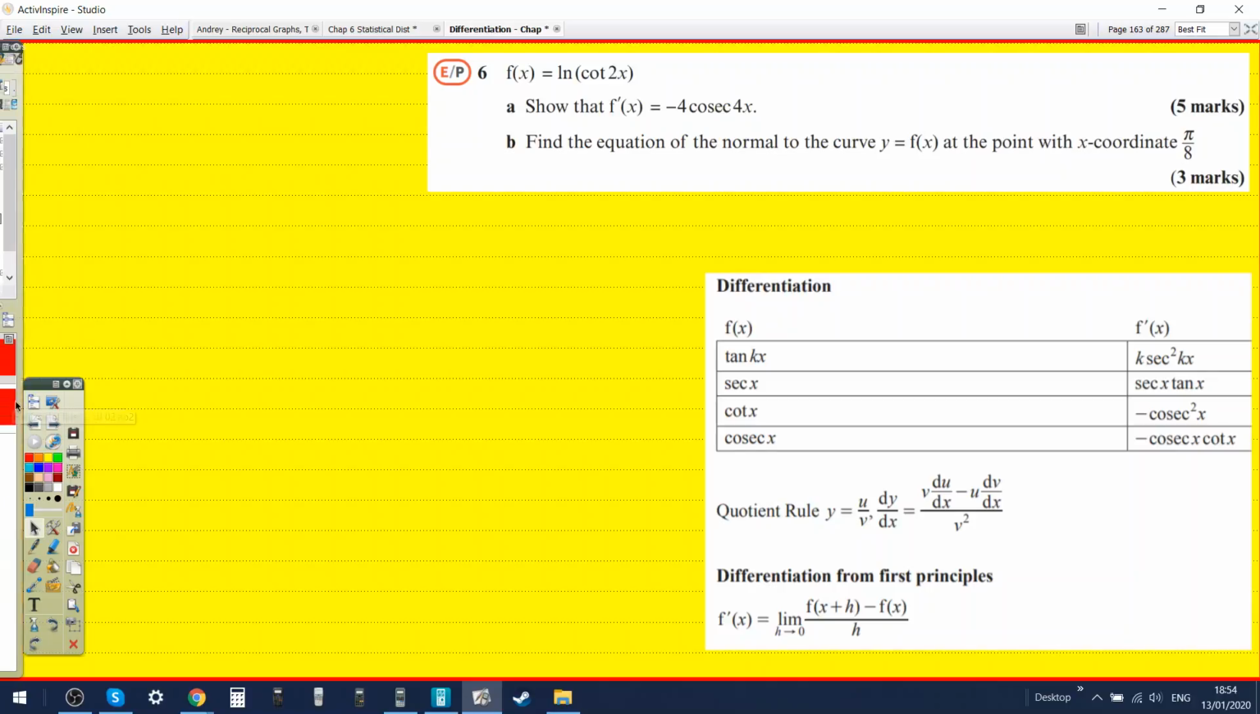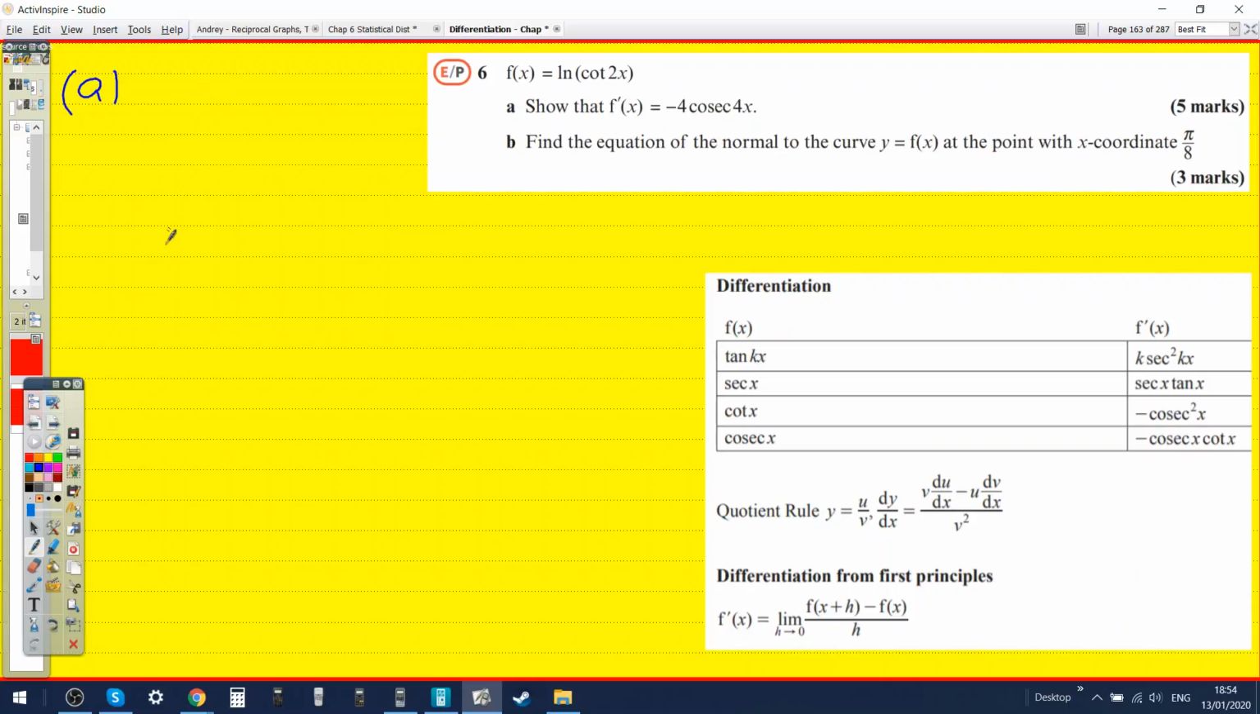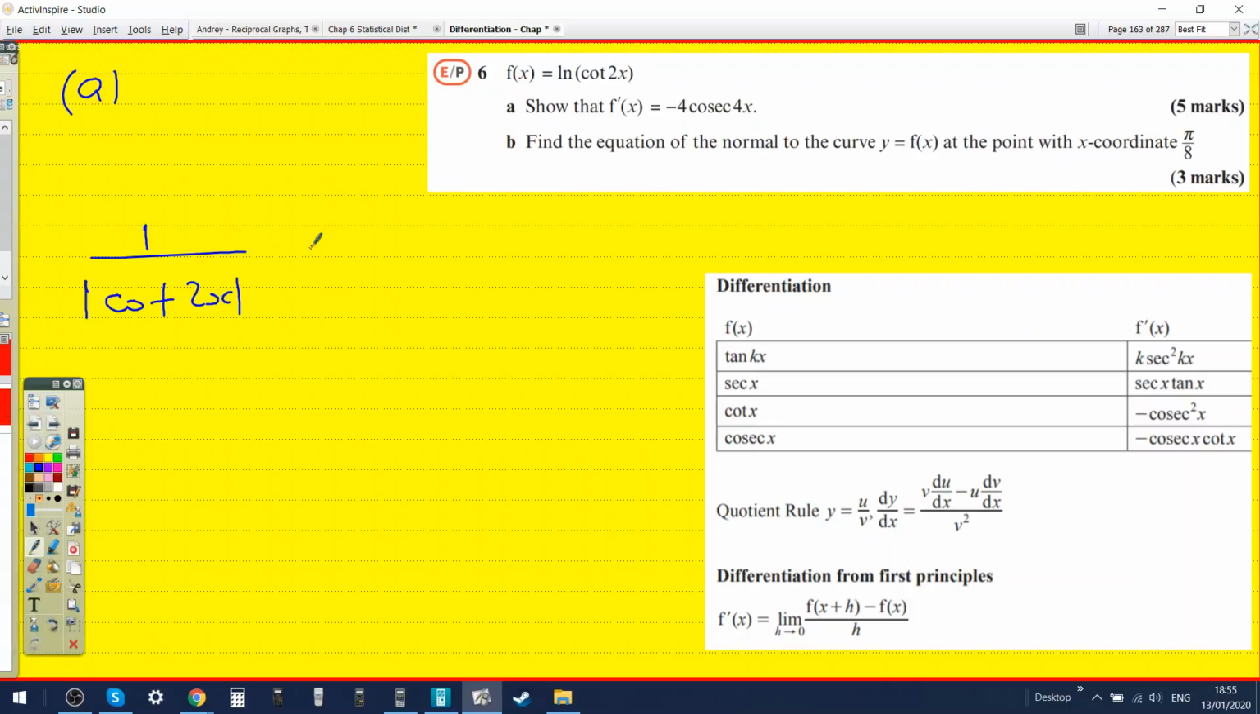ln. Yeah, I believe it will just be 1 over. Is it 1 over the magnitude of that? I'm not sure. I think it might be 1 over the magnitude of cot 2x. What would you do next? So 1 over magnitude of cot 2x times the differential of cot 2x.